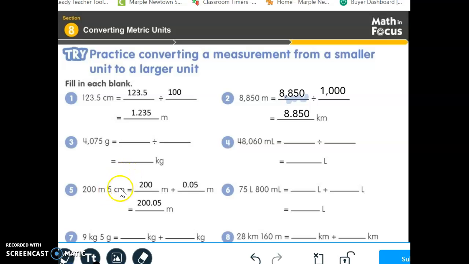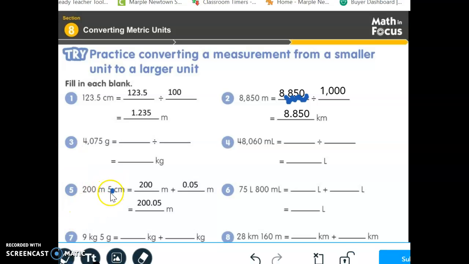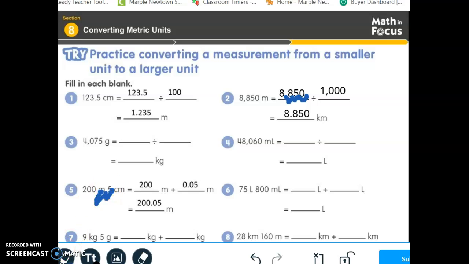My second number is what I'm converting. So instead of 5 centimeters, I want to know how many meters that is. Just like we did up here, I know that there are 100 centimeters in a meter. So I'm going to take my 5 and divide it by 100, or move the decimal place 2 spaces. So instead of my decimal being after the 5, because my 5 is a whole number, I'm going to move it 1, 2. A little hard to see.